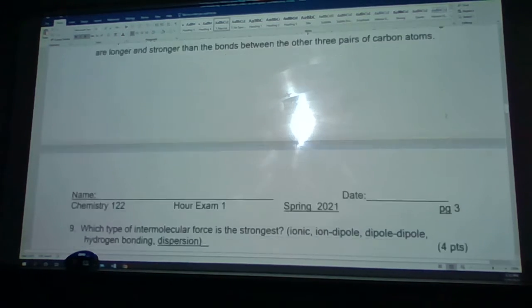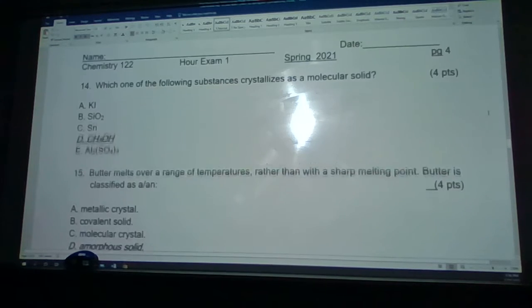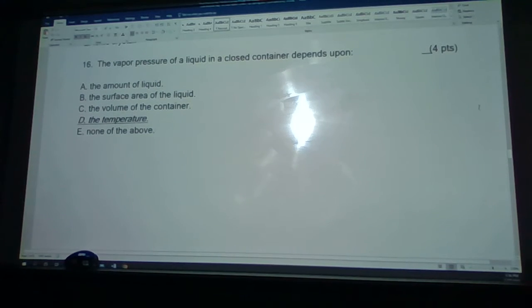Let's look at number 16. The vapor pressure of a liquid in a closed container does not depend upon the amount of liquid. It doesn't depend upon the surface area of the liquid. It doesn't depend upon how big the container is. It depends upon the temperature. If I can find the actual page in the textbook where it says that, I will put that up. But the answer for number 16 is D.